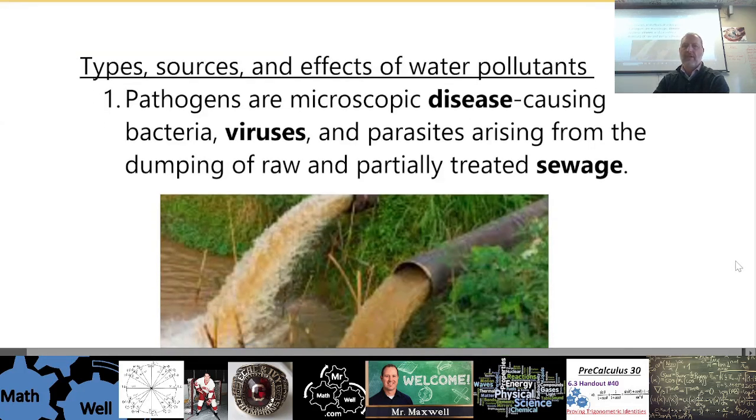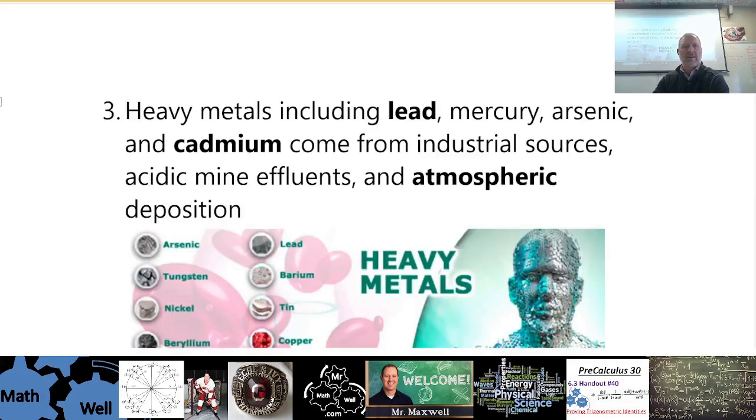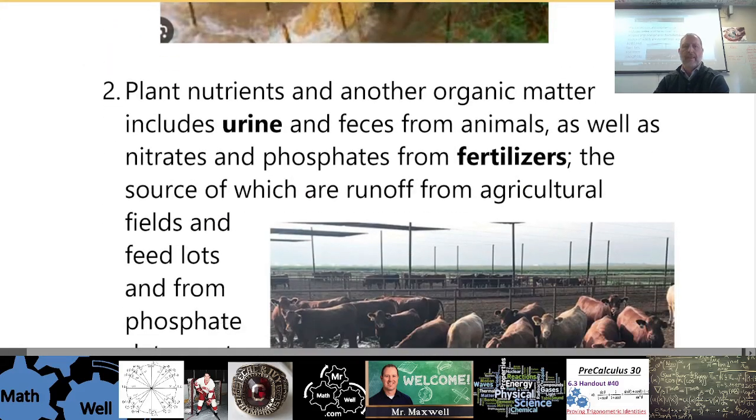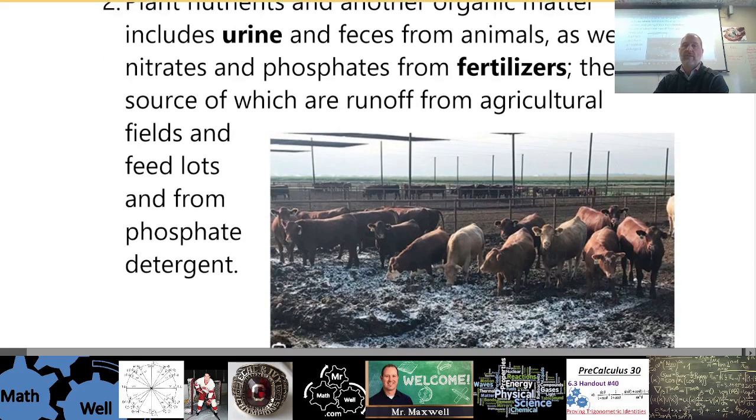Pathogens: microscopic disease causing bacteria, viruses, and parasites arising from the dumping of raw and partially treated sewage. So pathogens, you'll hear that word quite a bit in environmental science and health science a lot. So things that cause disease, basically. Okay, so plant nutrients and other organic matter. That includes urine and feces from animals, also nitrates, phosphates from fertilizers that run off from feedlots and from different places where these fertilizers are used.